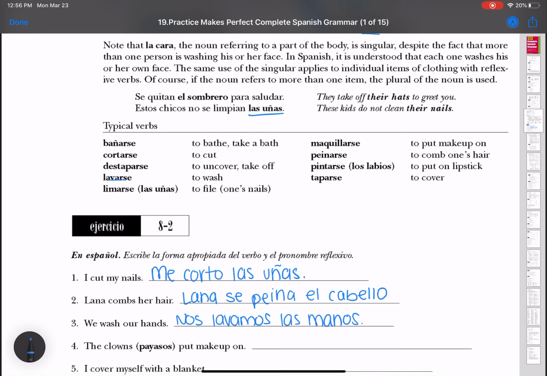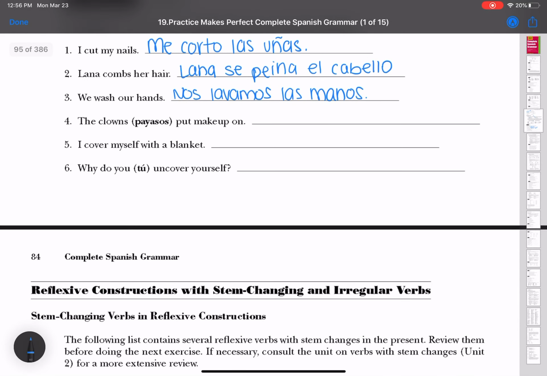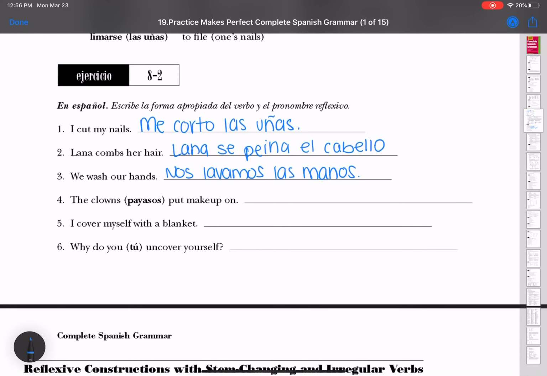Okay, and it is las, it's not going to be los because for some reason manos is one of those irregular ones. It's an irregular noun where it's las instead of los. Okay, so you're going to do the rest of these, yeah. So it's just 4, 5, and 6 on your own.